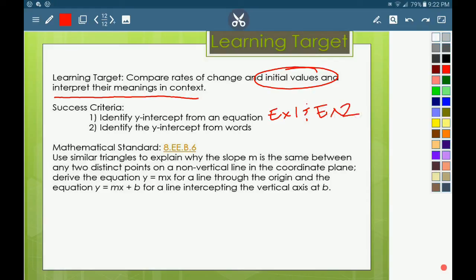We also identified the y-intercept from words. In words, we talked about where things start. Okay, that was also in example 2. If you have any questions, please let me know. You may go ahead and start your practice.